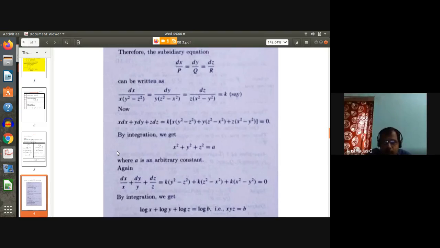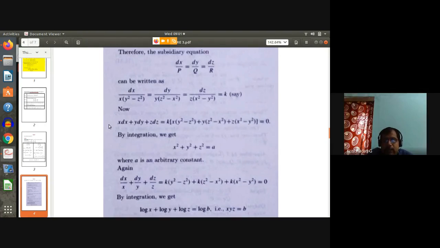Because this is proportional to 0, that is why we are writing the constant times 0, so that it is equal to 0. So this is a variable separable differential equation which can be solved by direct integration. On integrating, we get x square by 2, y square by 2, z square by 2. We remove that 2 and take it to the right side. We get the solution as x square plus y square plus z square.